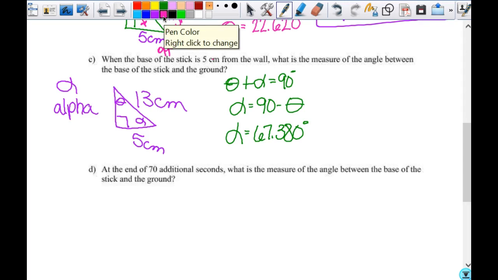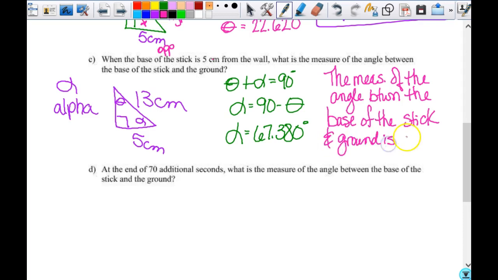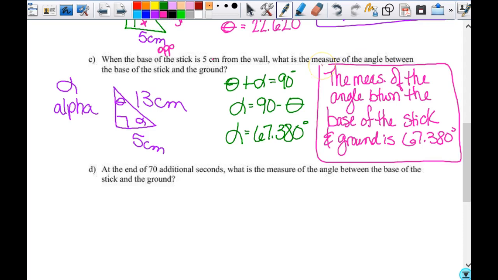It says, what is the measure, blah, blah, blah. So I have to say the measure of the angle between the base of the stick and ground is 67.380 degrees. Okay, everybody good with that?